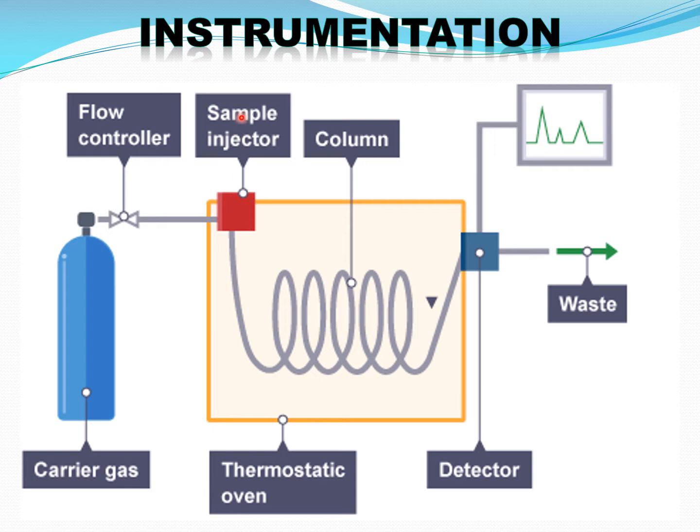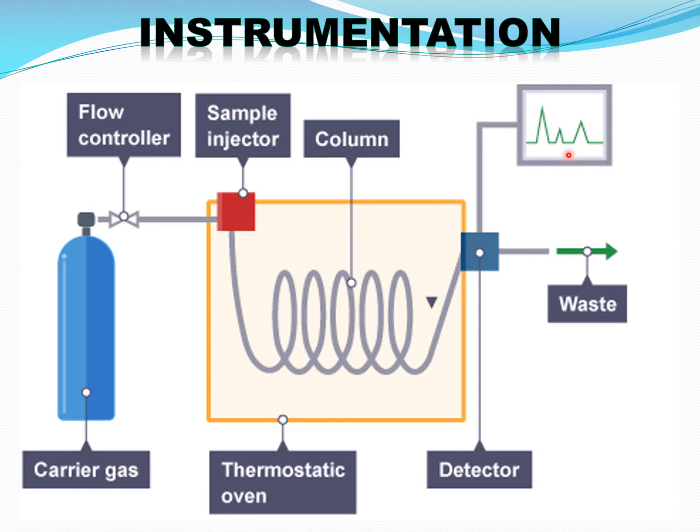There is an injector here, called the sample injector. Through this, the sample, the mixture of compounds, is injected using a syringe into the column. And then at the outlet you have a detector. The detector will detect the compounds that are coming out, and it will measure the amount of each compound. That result goes into a computer. The computer generates the final result in the form of a graph, and that graph is called a chromatogram.